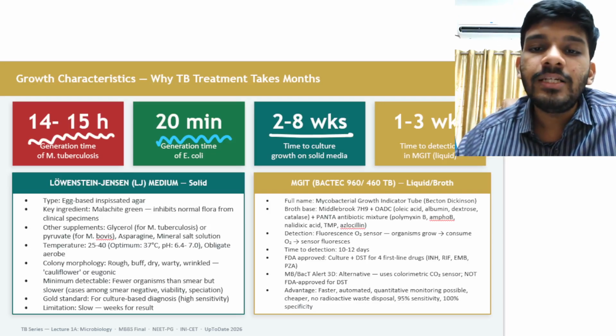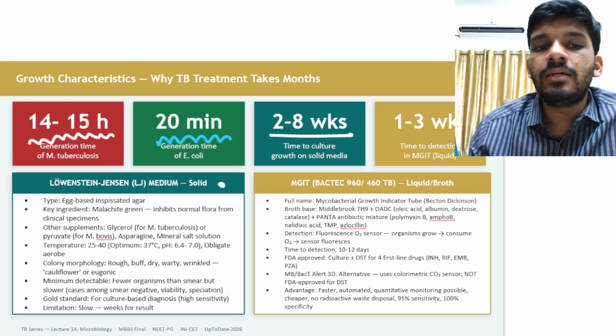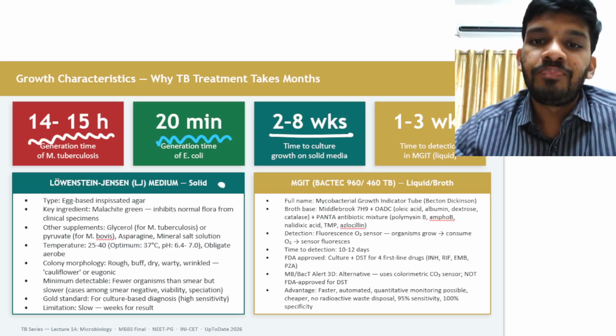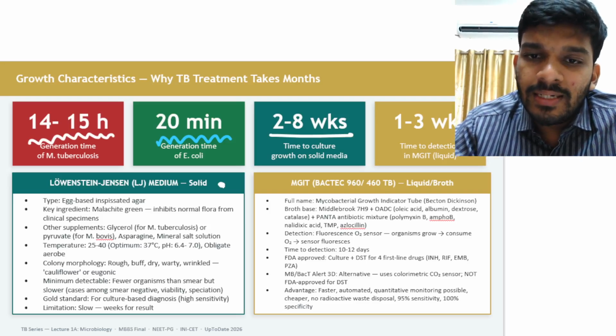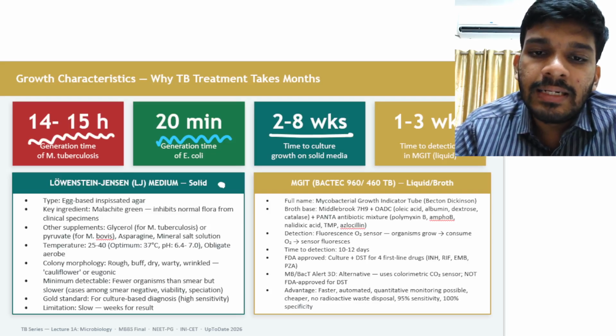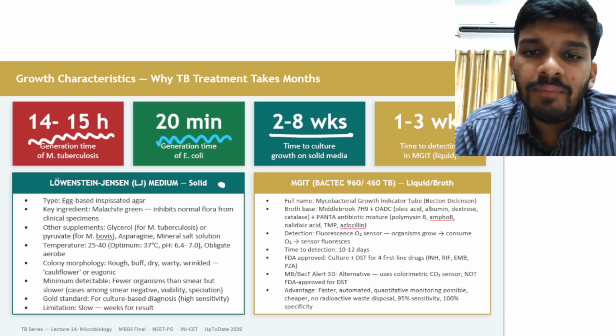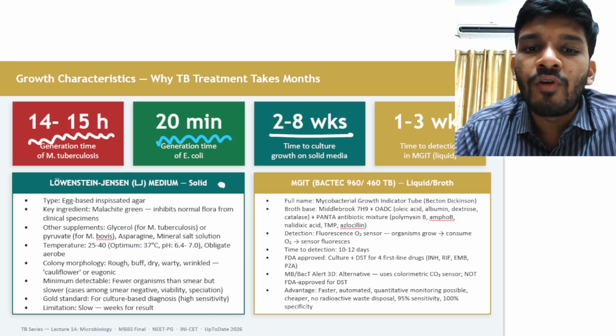So you have the Lowenstein Jensen medium, which is used for its culture. The LJ medium. I hope you have seen how the LJ medium looks. So it is an agar based medium which contains egg and it contains malachite green. So malachite green is important here. Why? Because it prevents growth of normal flora from clinical specimens.